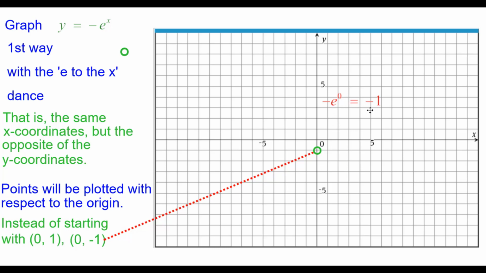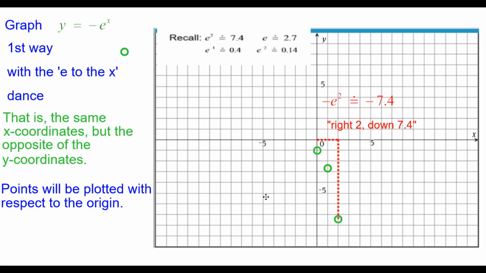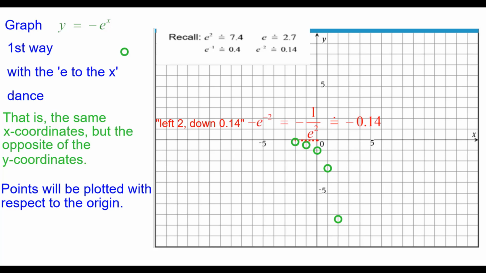The opposite of e to the 0 is negative 1. Recall the powers of e. We need to know these for the e to the x and natural log of x graphs. So instead of right 1 up e, it's right 1 down e, which is about 2.7. Right 2 down e squared, which is about 7.4. Left 1 down the reciprocal of e, which is 0.4. And left 2 down the reciprocal of e squared, which is 0.14.